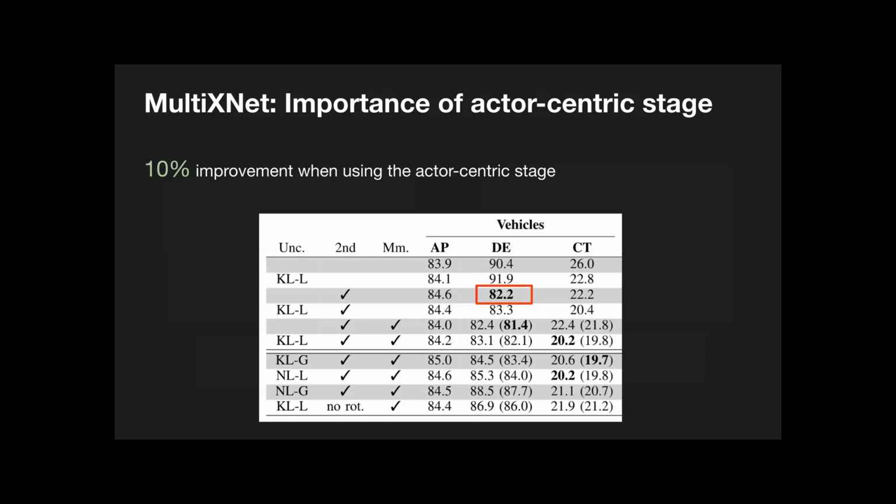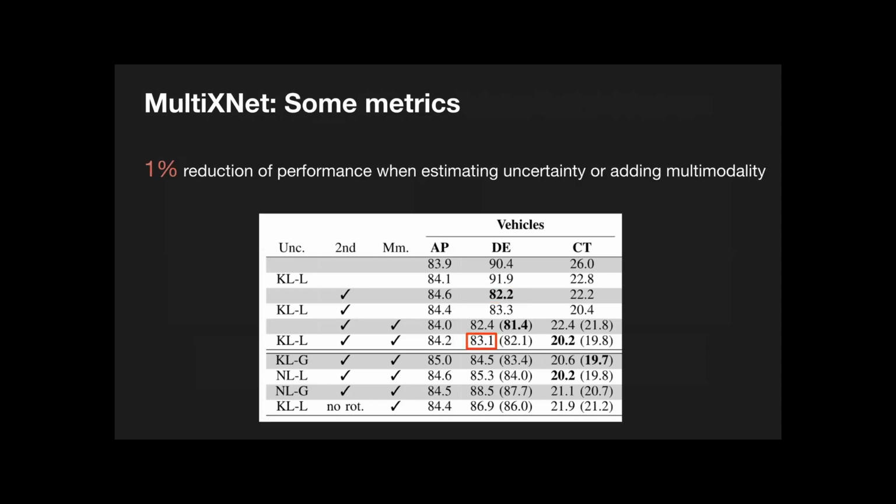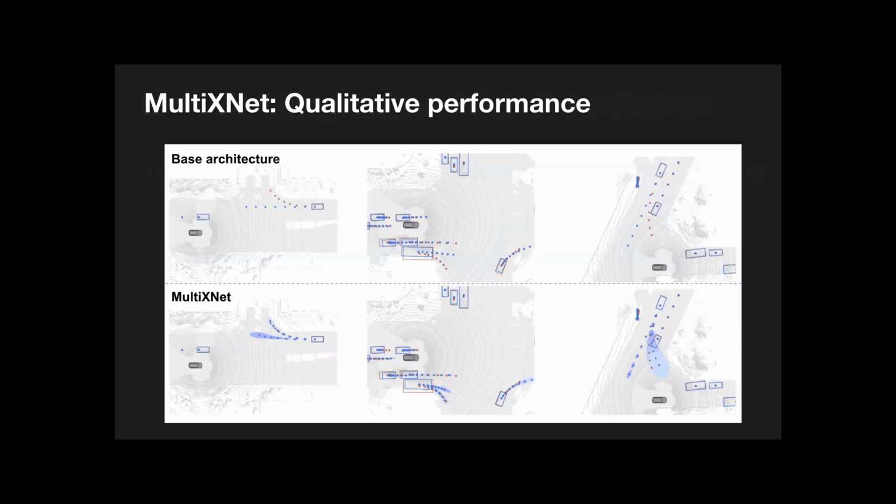So the paper shows an ablation on the contributions. We can see that the second stage brings about 10% performance improvement in the task of motion forecasting. We can also see the task of uncertainty estimation and multimodality does not reduce the detection or motion forecasting performance, which is great. So you can see that these come for free. And here are some qualitative results. In red is the label information, and in blue is the model prediction. Also, the top row contains the results of the base architecture. That is just detection and motion forecasting, but without the second stage. On the bottom is MultiXNet.